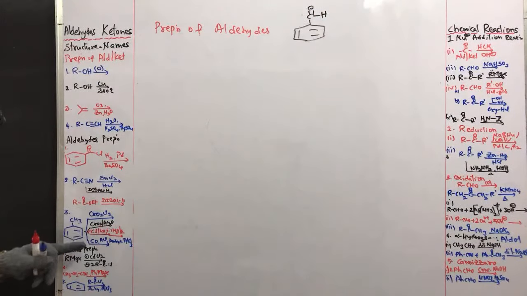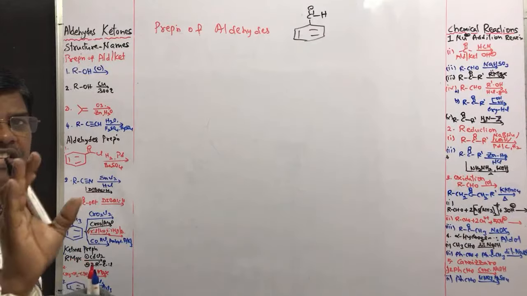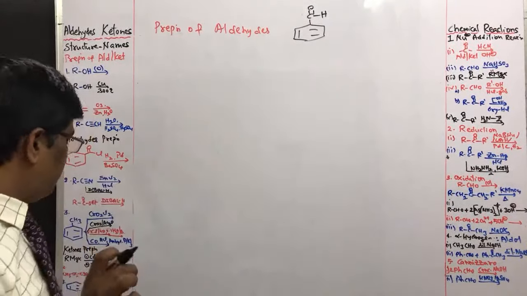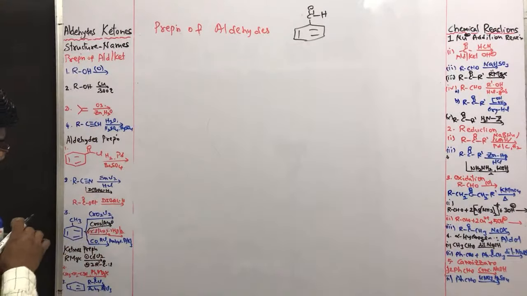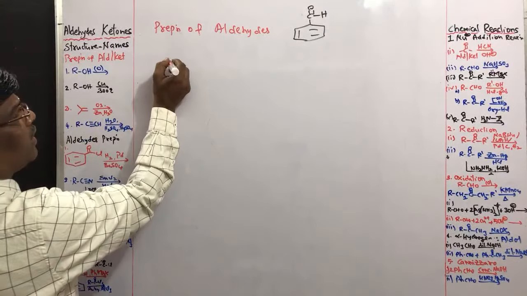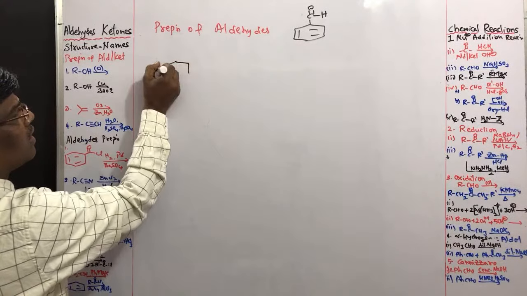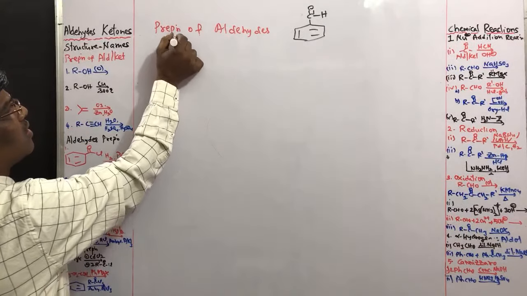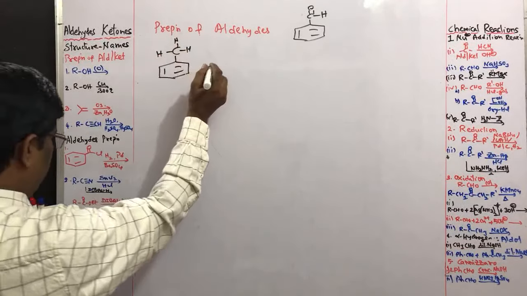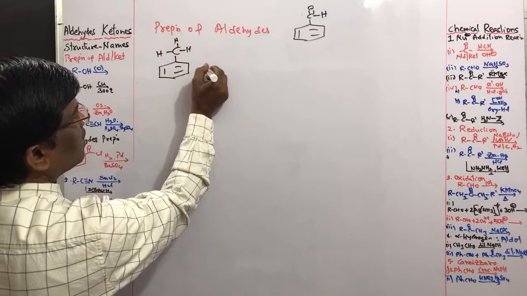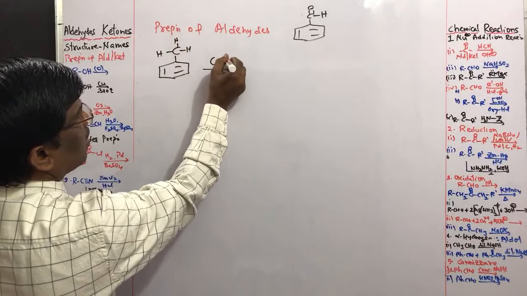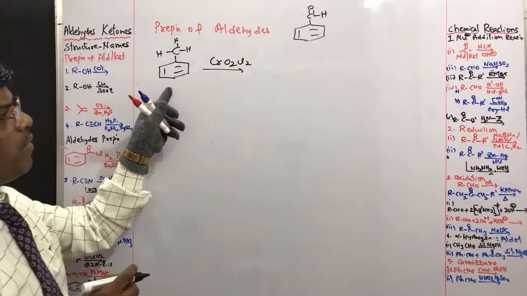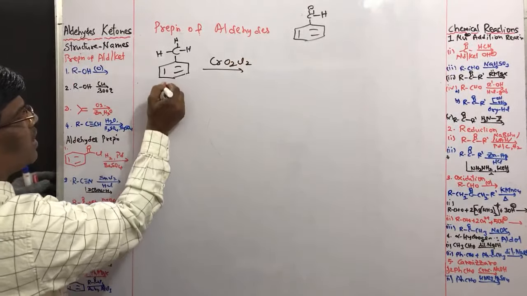There are 4 types of reactions available for the preparation of benzaldehyde from toluene. Let me take one by one. When I take toluene, this is toluene, students, and treat it with chromyl chloride, CrO2Cl2. This name reaction is Etard reaction.